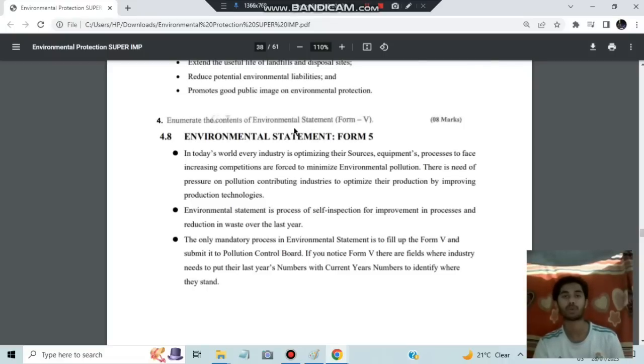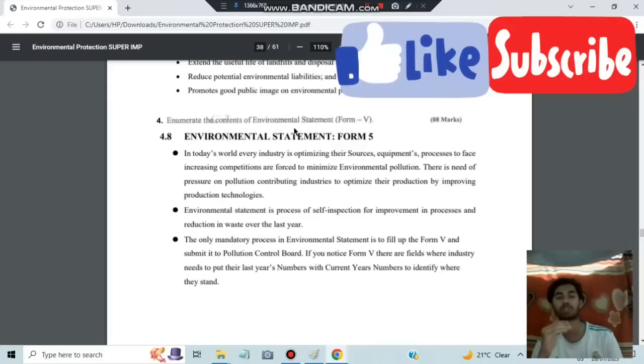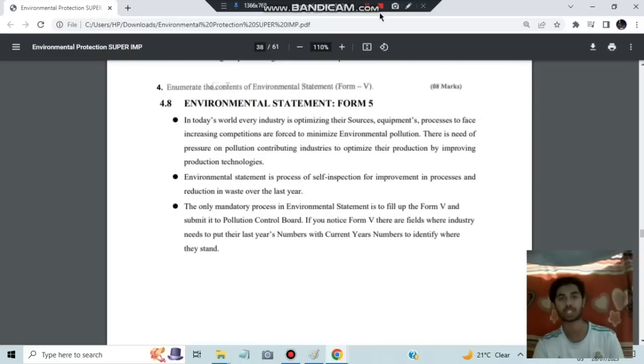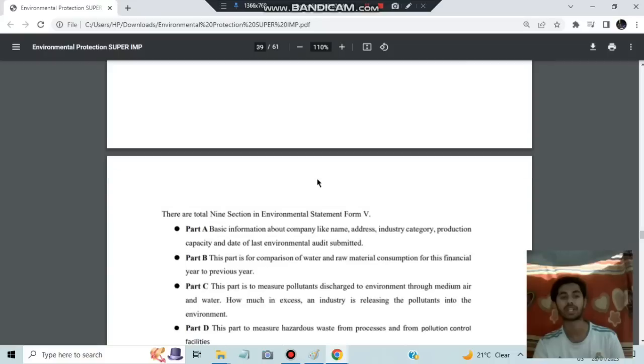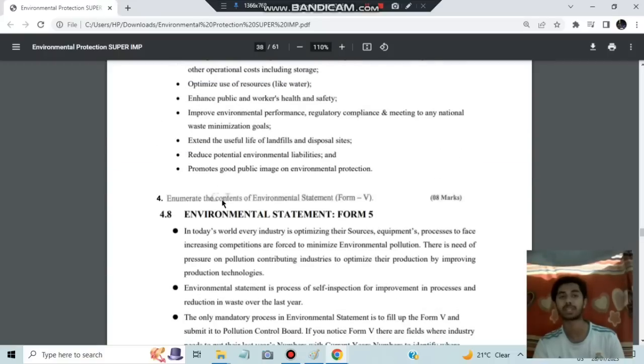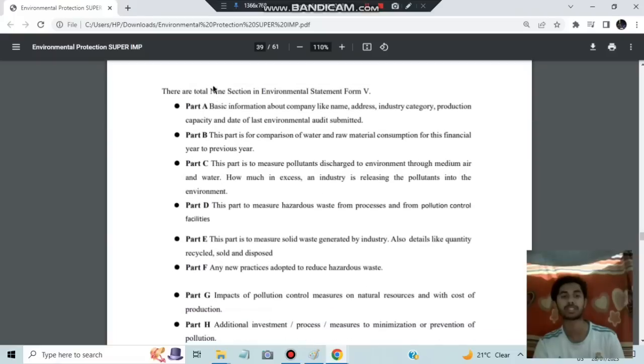Environmental statement is a form. If you want to fill, like in some place you have a lot of pollution happening, if you want to reduce that pollution, you can fill this form and give to the government. They will look at that and they will make the changes. Okay. So basically the form is about that only, and you have to write what are the contents of that, right? In question they've asked about the contents and enumerate the contents, so you'll be writing these contents.